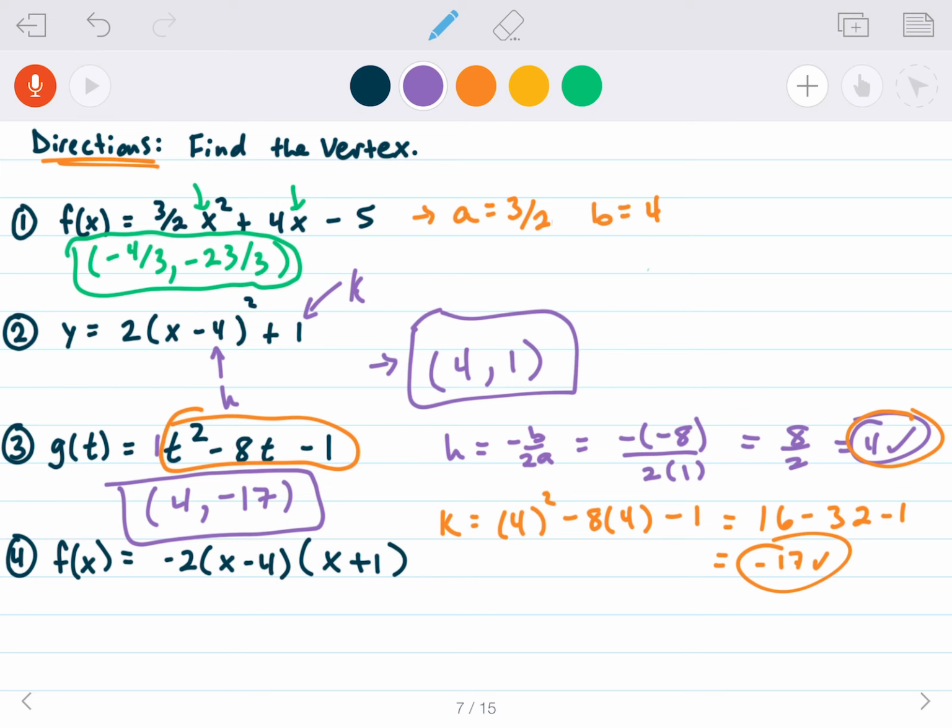All right, let's look at number 4. So we are not in vertex form here. We're actually in factored form because we can see a 0 here and a 0 here and an a. So this is a, z1, z2. So we need to first FOIL this thing and put it in standard form so we can get a and b. Let's go ahead and do that.